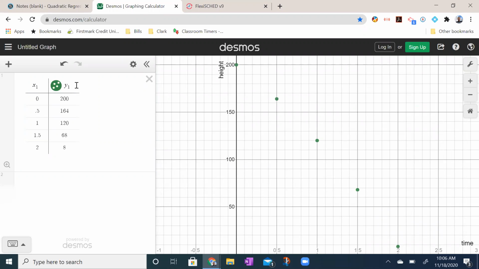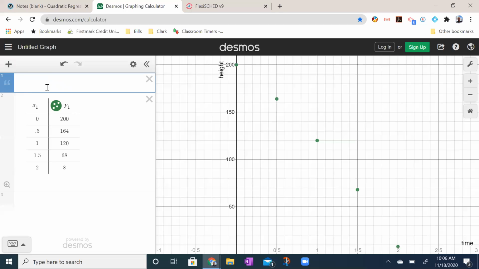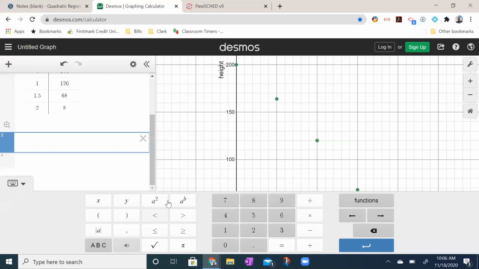Okay, so what we're going to do is write the equation that fits this table here. To do that, we're going to use the standard form of quadratics. All right, so here, if I hit the plus sign, I'm going to put a note. That means I can write text. So when I'm talking about quadratics, I'm going to use standard form. So we're going to have y equals ax squared. Let's see if I can do it this way.